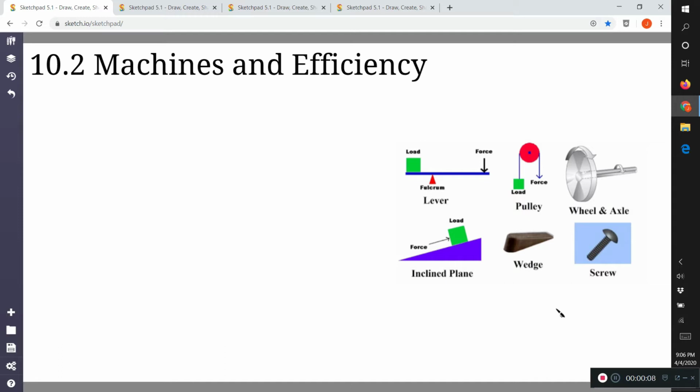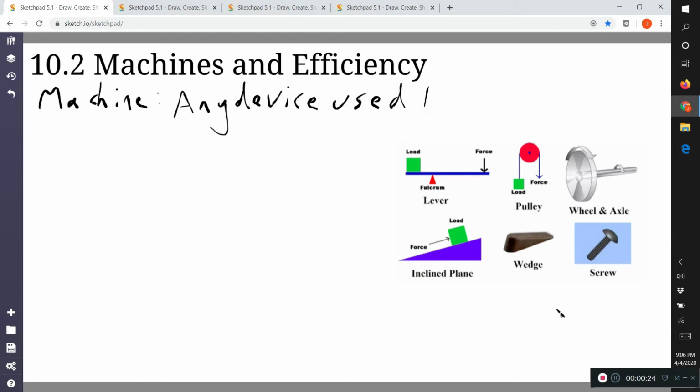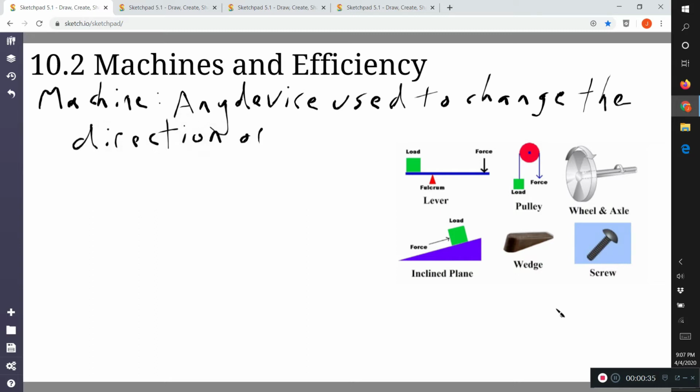So we're going to start off with a few definitions. A machine is any device used to change the direction or magnitude of force. So when we talk about machines, we usually start by talking about the simple machines.